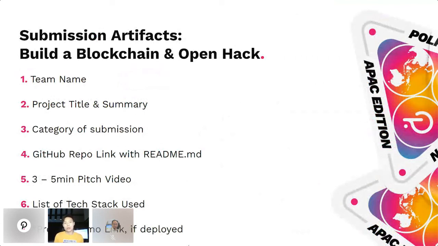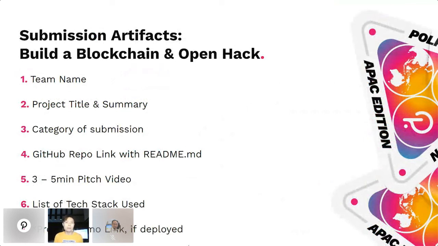For those who are working on Build a Blockchain and OpenHack, just remember that key information will definitely be a title of the project that you're working on, which includes the summary as well, just a brief description of what it is. And do mention which category you are submitting the project for. Most importantly, you definitely need a GitHub repo link, and I recommend that only the team leader be the one submitting all these for your team members to avoid any duplication.